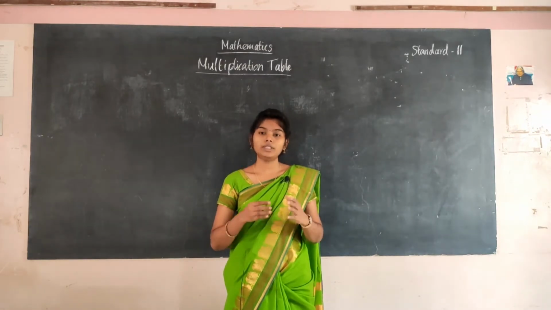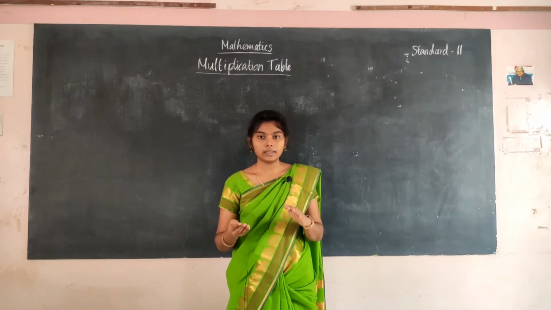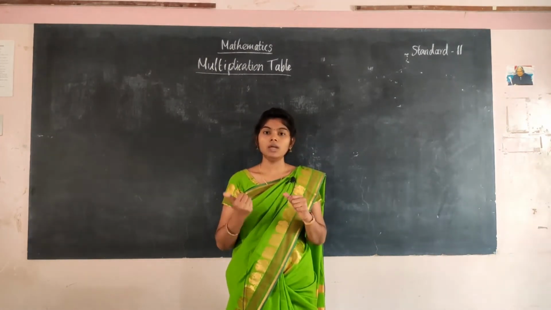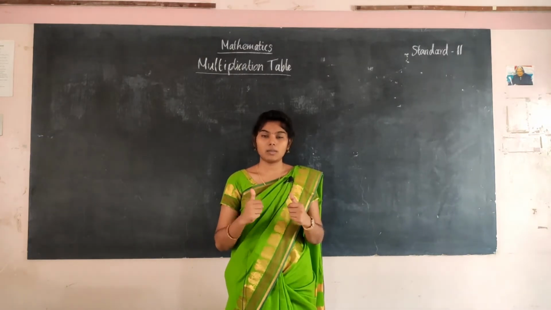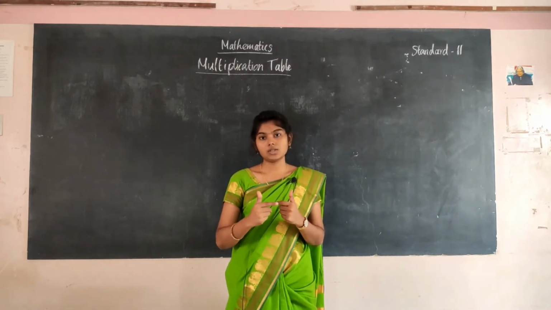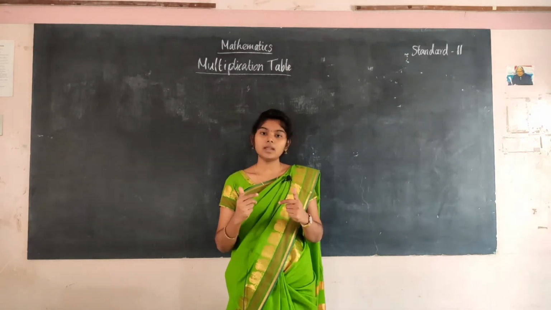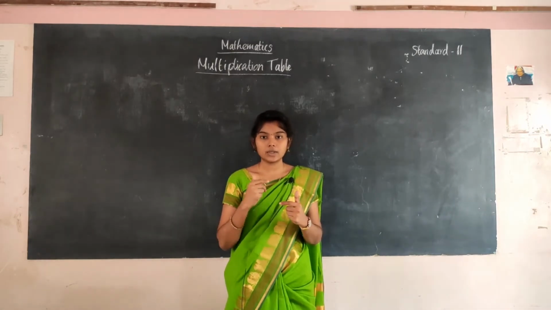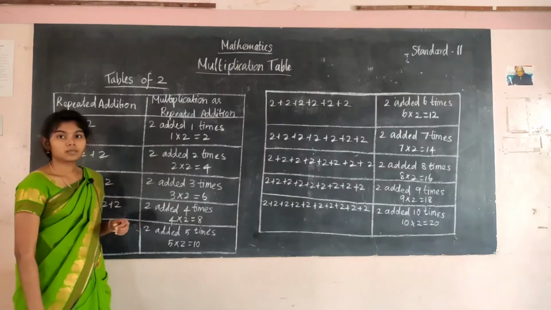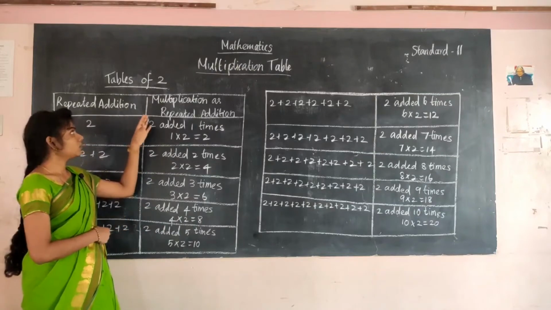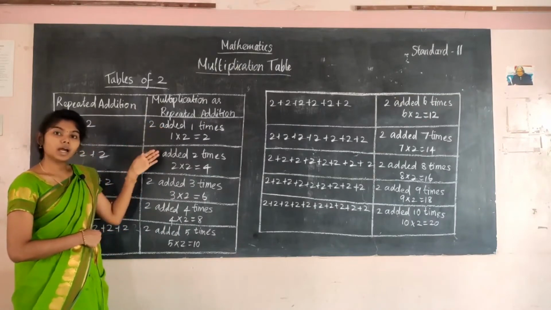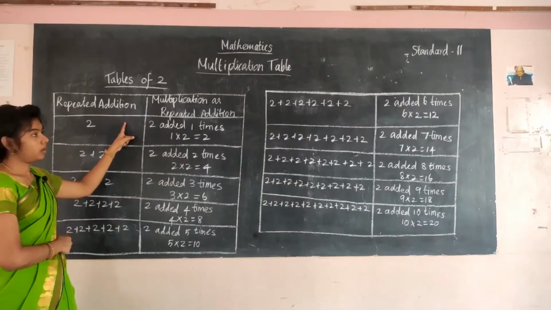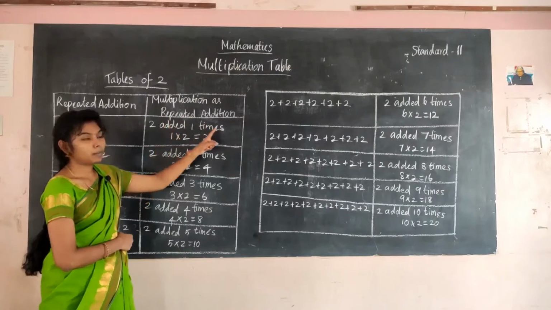Riya said to her mother, I will count by 2s. And she is making a multiplication table here, which she is doing by repeated addition only. Then mom explains how this multiplication table comes. So we shall see how it comes, okay? Now we shall see the table of 2 that Riya framed. This is repeated addition as she knows, and this is multiplication as repeated addition.